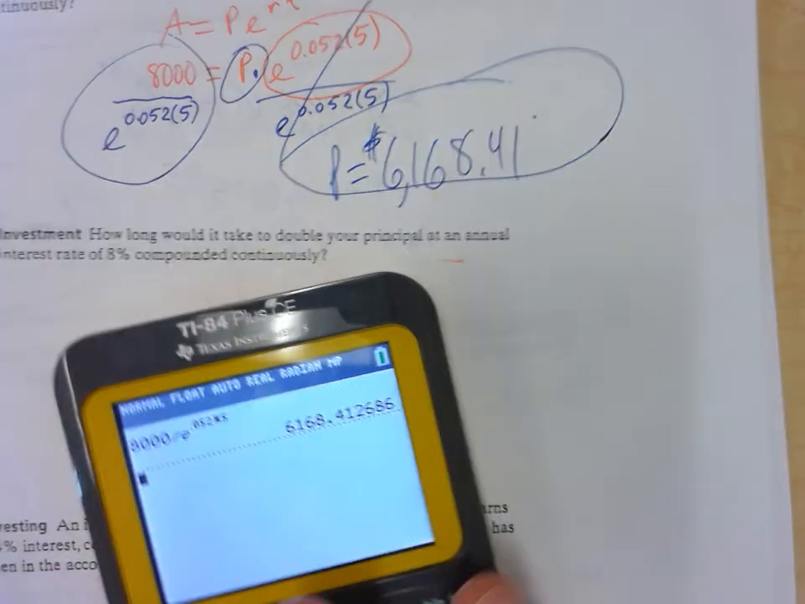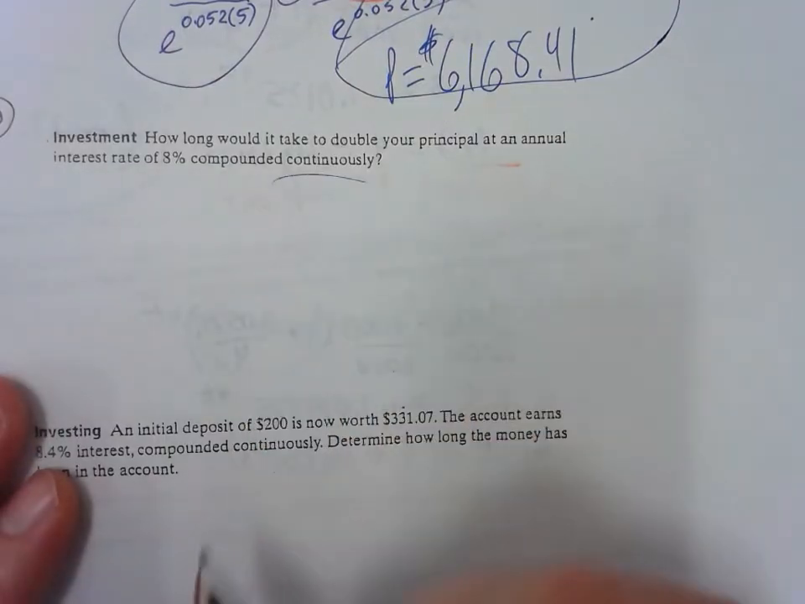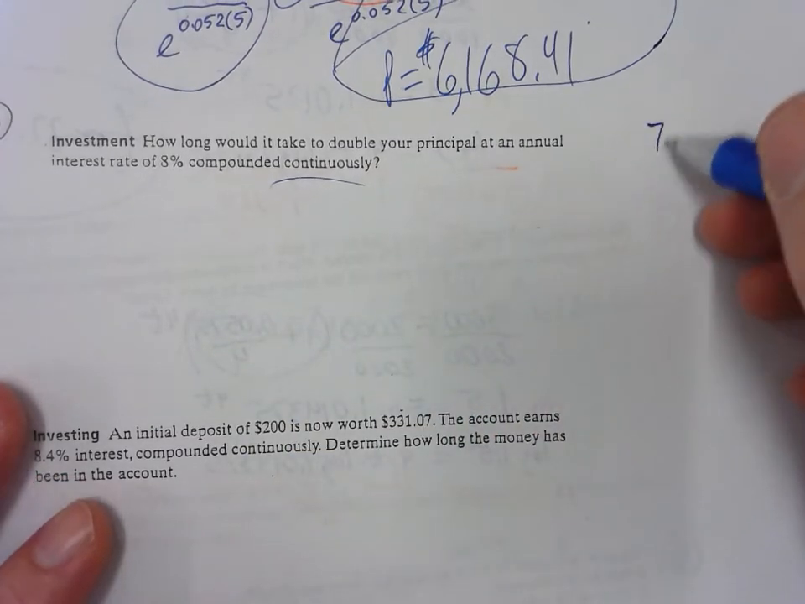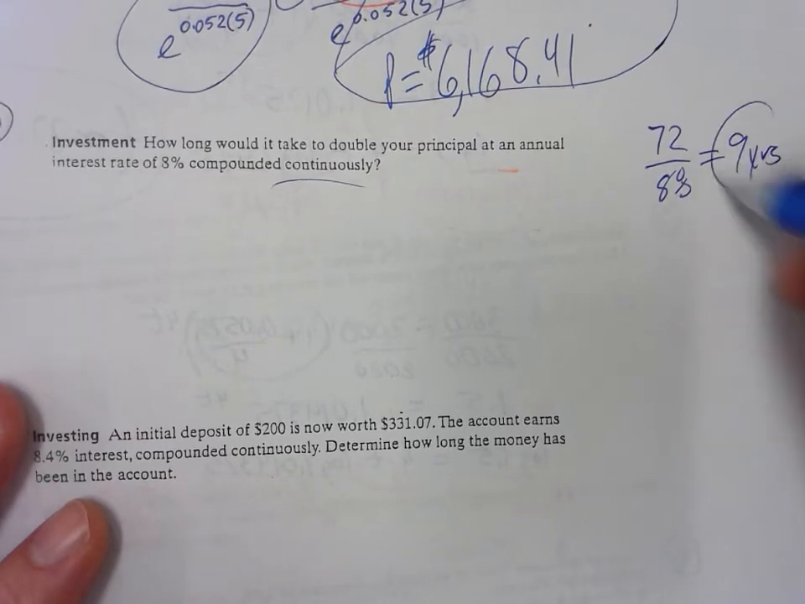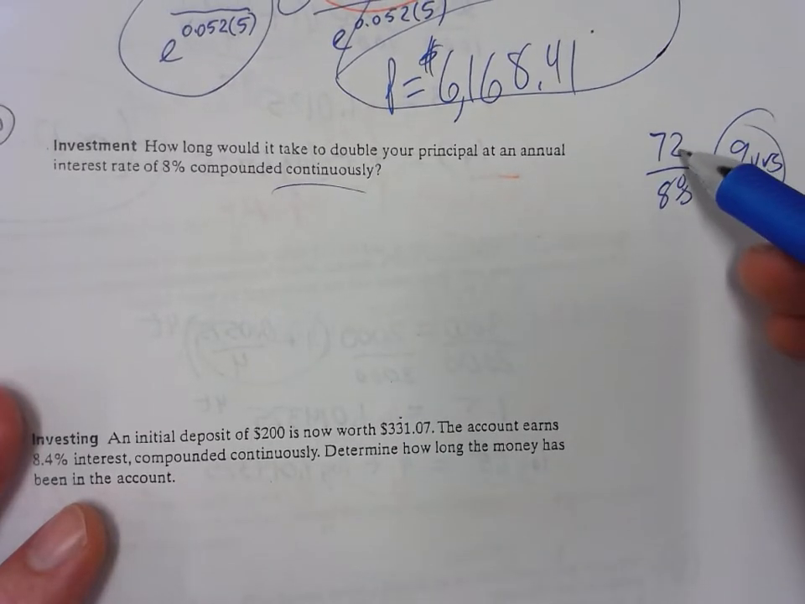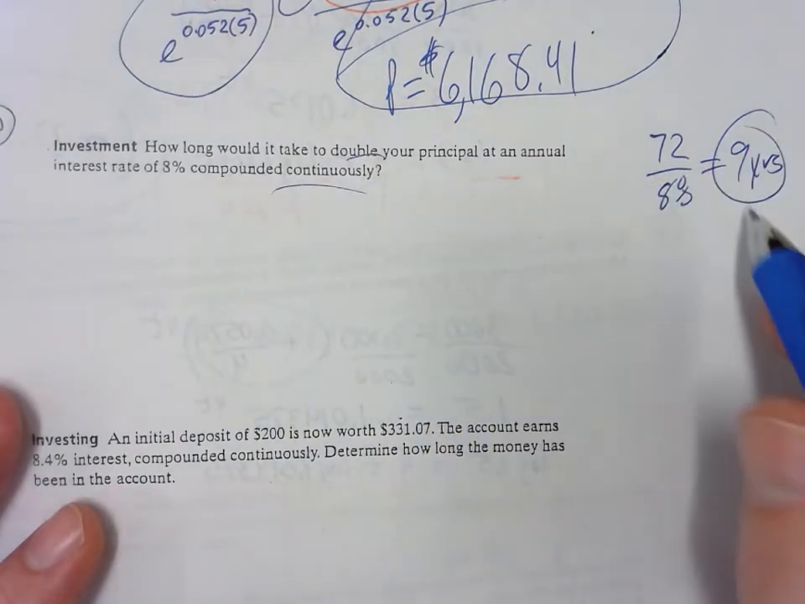All right. The next one is, how long does it take your money to double if you're doing continuous? This follows the rule of 72. So 72 divided by 8% interest would be 9 years. All bankers know the rule of 72, and you just take 72 and divide it by your interest rate, and it tells you how long it takes money to double. So the answer is going to be close to 9.